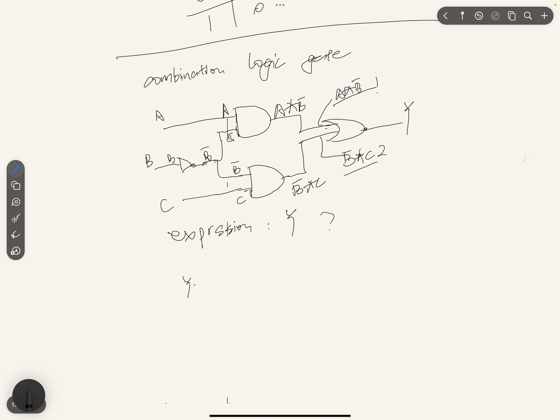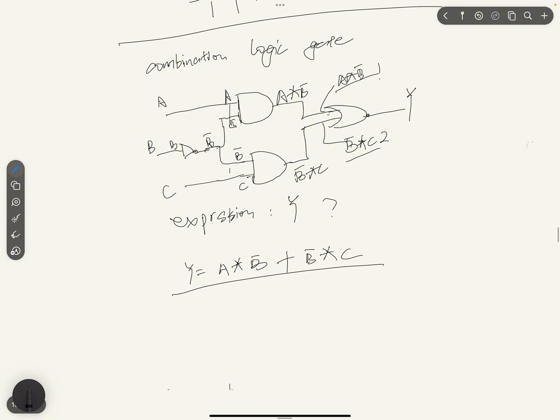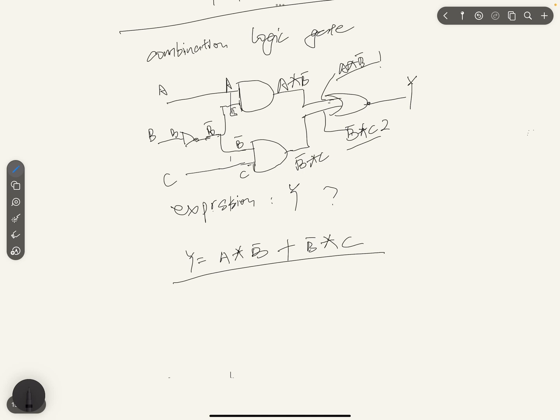So Y will equal A times B bar plus B bar times C. So this is a Boolean expression without simplification. Usually when we work on a combinational logic circuit, we just start from the left, go through each input, and get the output updated. Just keep going until we get the final result.